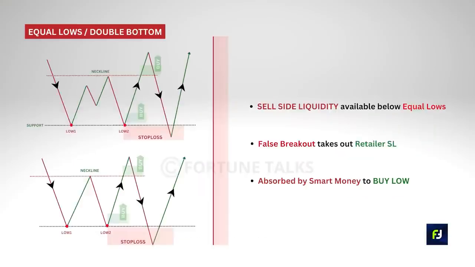So, in short, there is liquidity below equal lows or below the support level connecting the lows of the double bottom, which is actually a cluster of sell stop loss orders or sell side liquidity which gets tapped by the big institutions to buy at lower valuations.